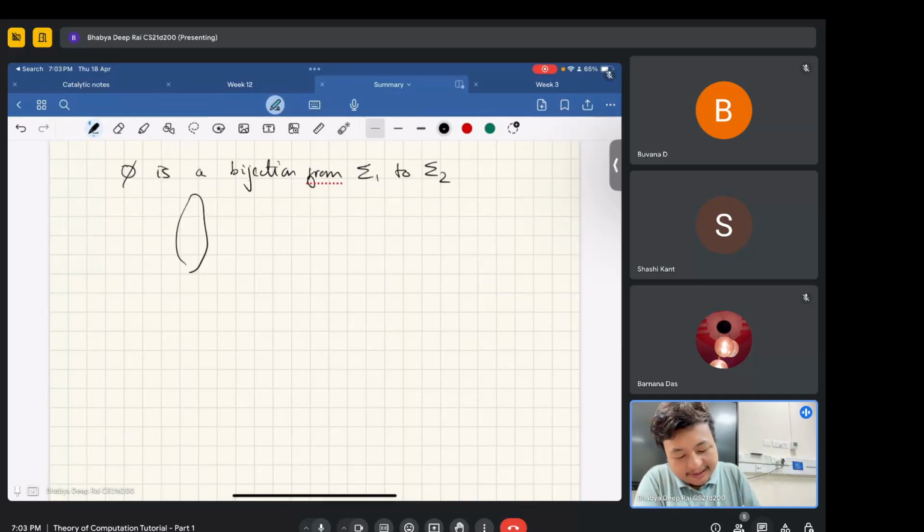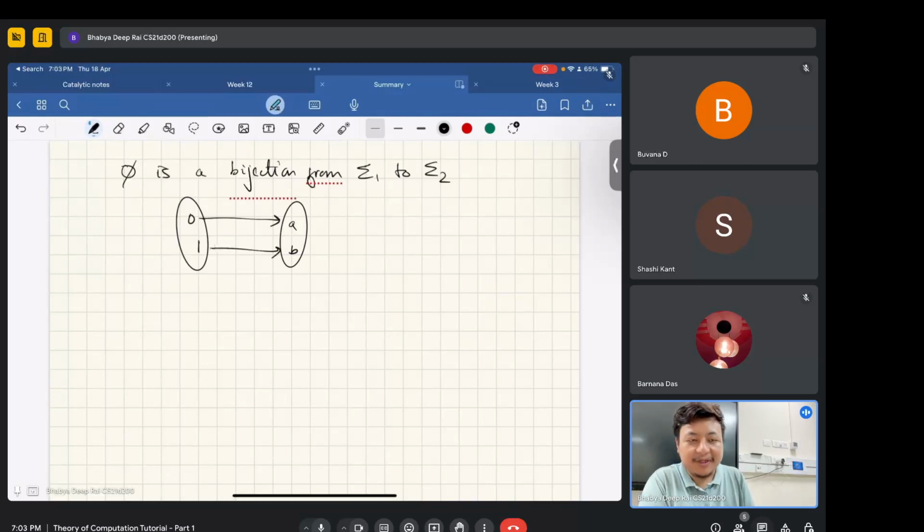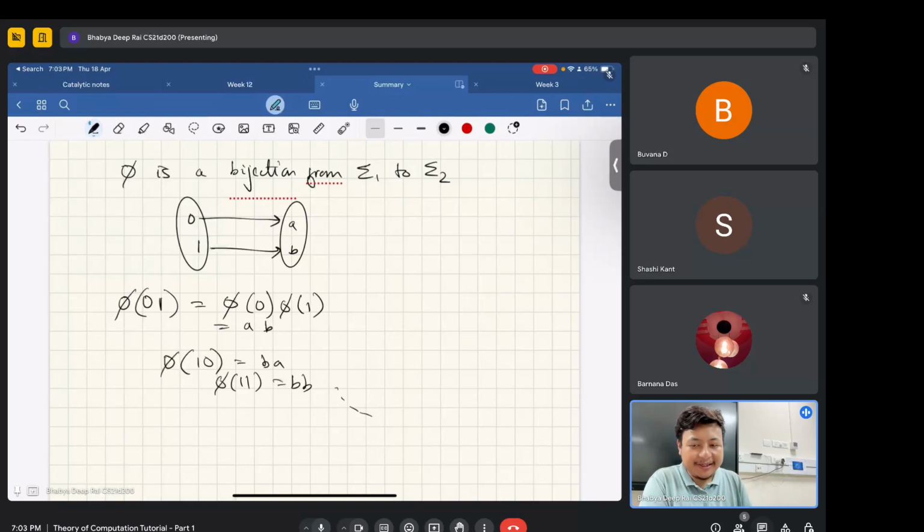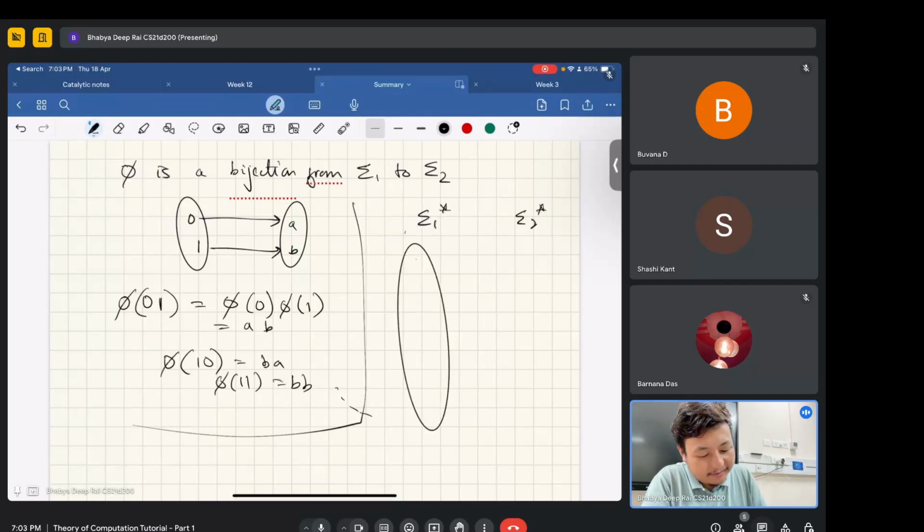Now, what does this mean? For example, if I have 0 1 as one set and AB as another set, 0 maps to A and 1 maps to B, and phi of 01 is nothing but phi of 0, phi of 1, which is AB. Similarly, if you have 10, it is nothing but BA. If you have phi of 11, it is nothing but BB, and so on. What you are seeing is that using this map, you can extend this homomorphism from sigma 1 star to sigma 2 star. So sigma 1 star looks like this, 0 1 0 0 0 1 1 0 1 1 1 1 0 0 0 0 0 0 1, and so on, and it will map to sigma 2 star like this.